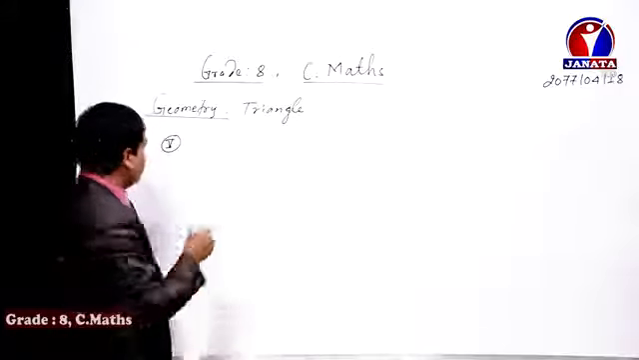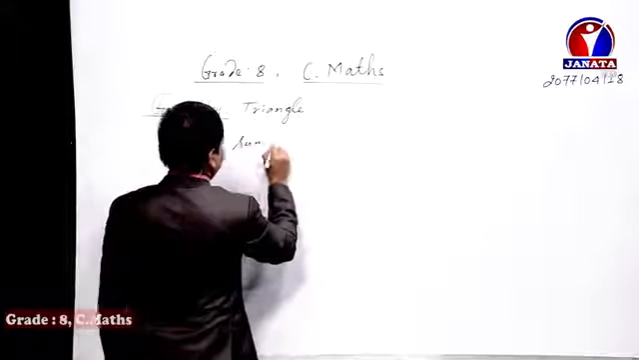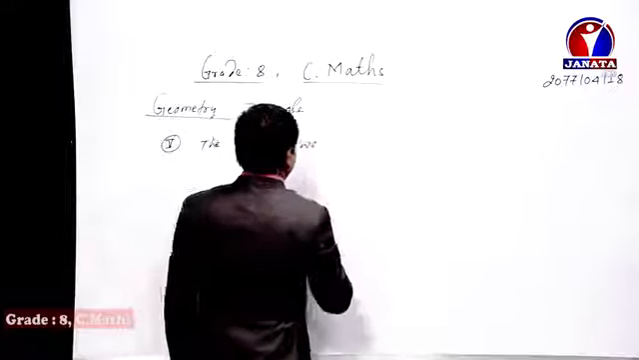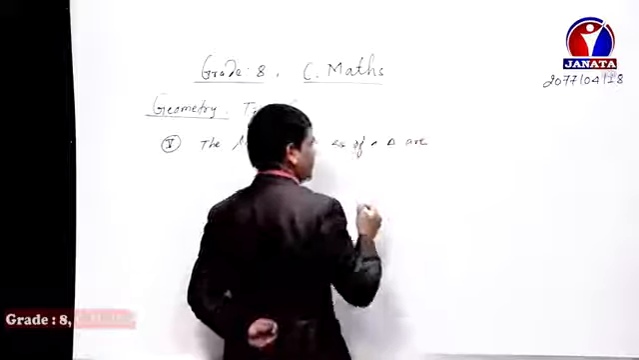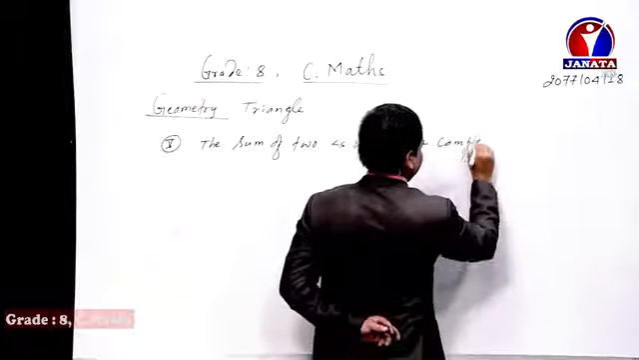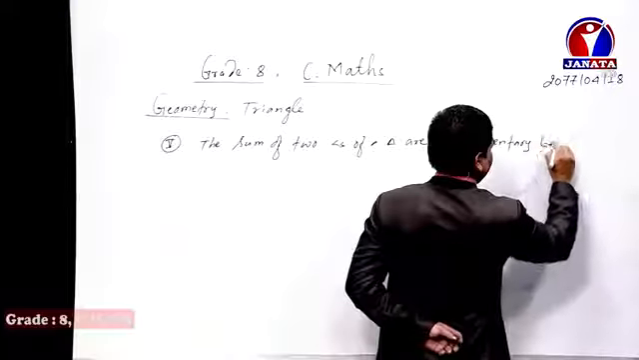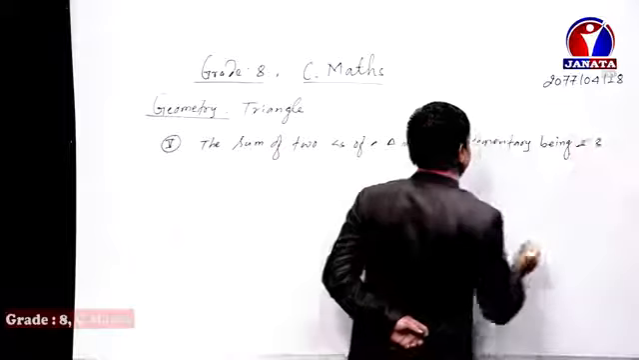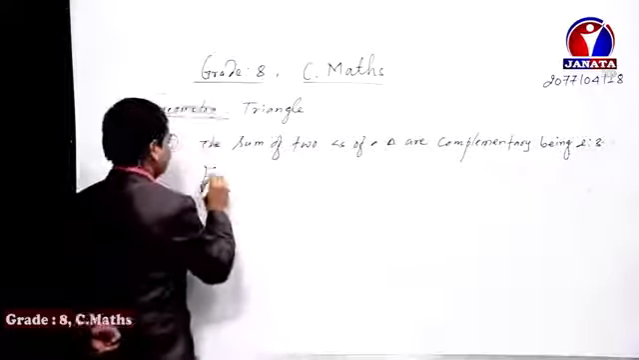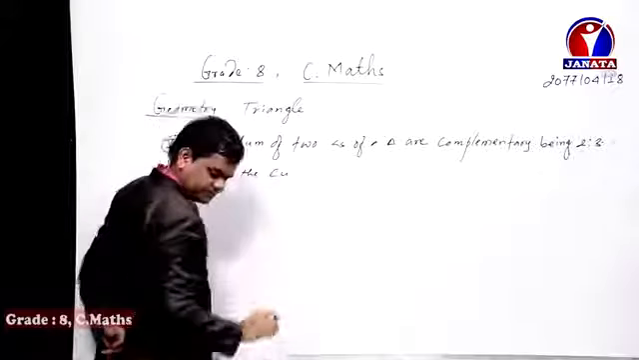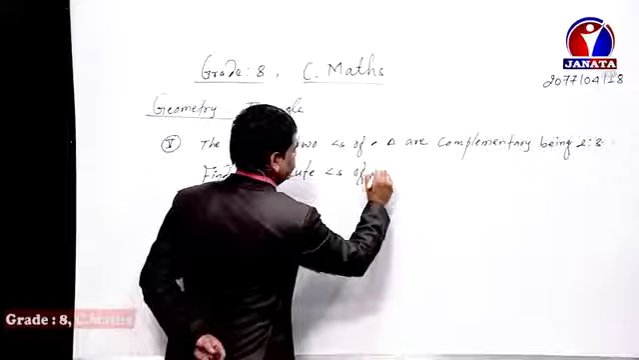Number 5. The sum of two angles of a triangle are complementary, the ratio being 2:3. Find the acute angles of the triangle.